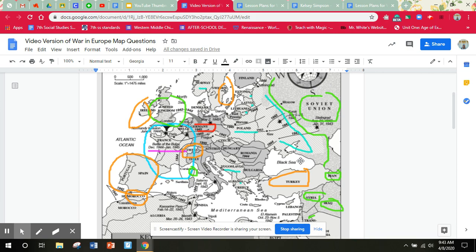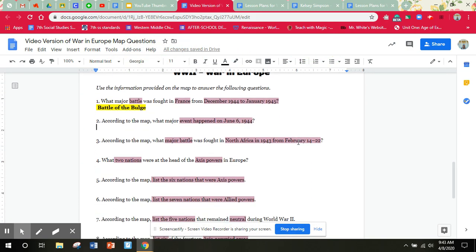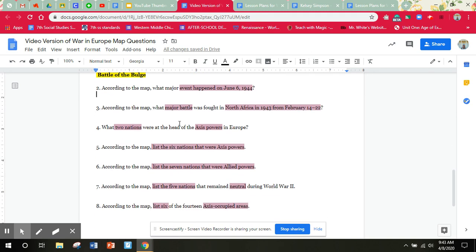So I marked up that map pretty good. If we scroll back down to our questions again, there are multiple places where it asks you to list nations, or to say what nations were the head of the Axis powers, or 5 nations that remained neutral. Going ahead and breaking down the map like that is really going to help you answer questions 4 through 8.